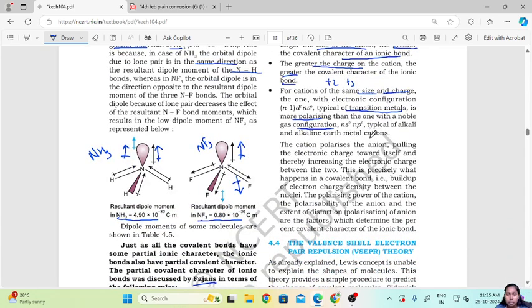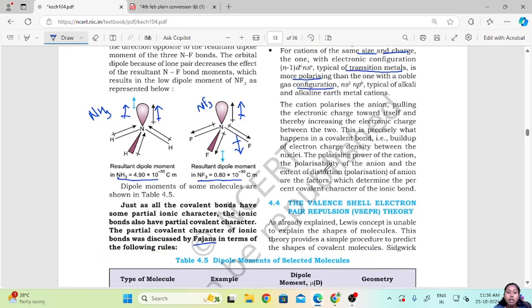Now the cation polarizes the anion, pulling the electronic charge towards itself and thereby increasing the electronic charge between the two. Who polarizes whom? Cations polarize the anions by pulling the electronic charge towards themselves and thereby increasing the electron charge between the two. This is precisely what happens in a covalent bond, that is, a buildup of electron charge density between the nuclei. So in a covalent bond, electron charge density builds up between the nuclei.